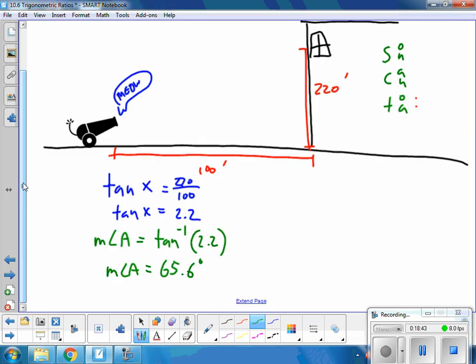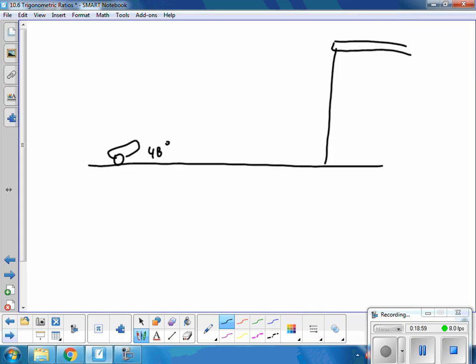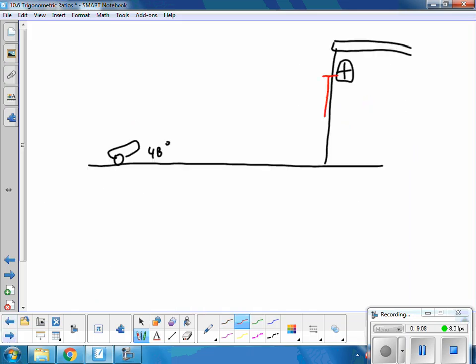But let's say we run into a situation where my cannon is stuck. It's locked in at 48 degrees. But I'm still dealing with the same building, okay? Still got the same building. I got the same cat. Let's see, how tall is that building? What did I say? Oh, 220. Okay, that's not changing. That window hasn't moved since I looked at it last. So it's still 220. And I need to find out my distance here. So how far away do I need to set this cannon so I can get this cute little kitty witty back home in its safety-wafy little home?